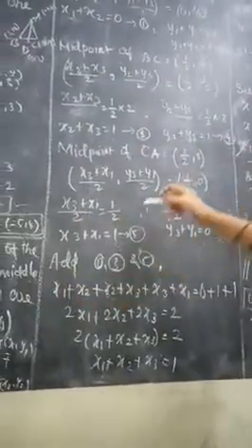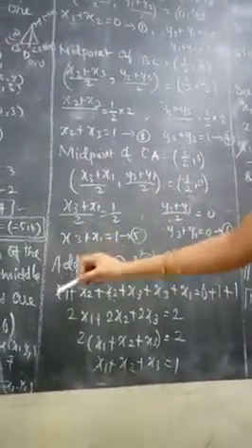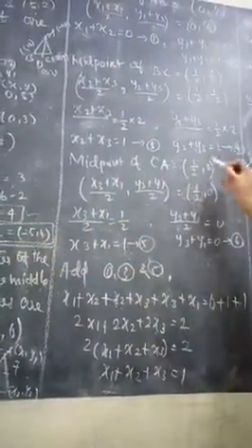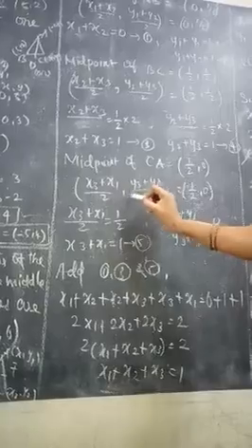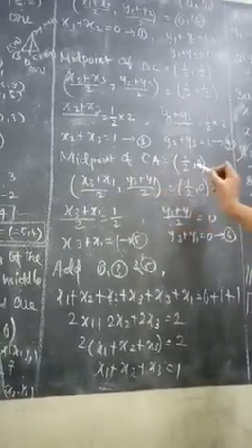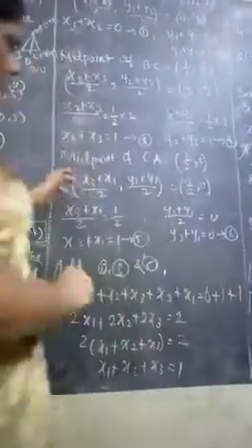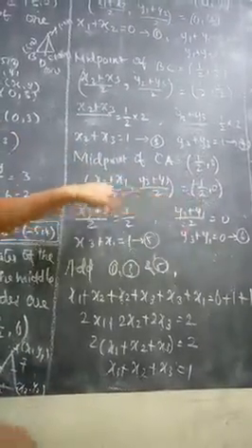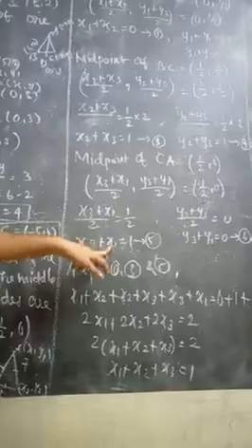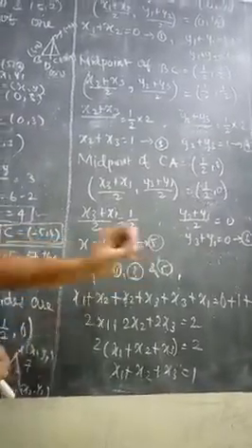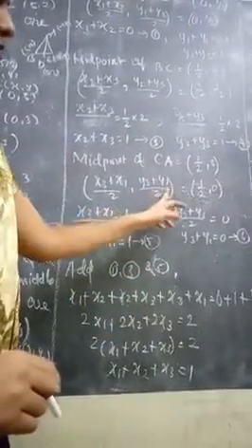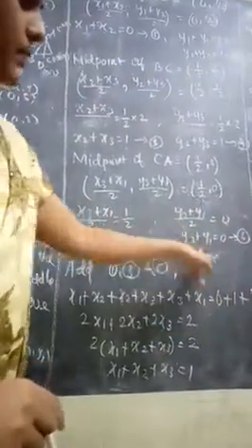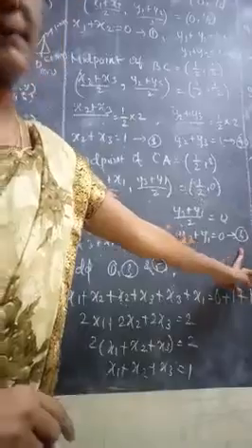Next, the third side, the midpoint of CA. The midpoint of CA is F, point 1 by 2, 0. So (x3 plus x1) by 2, (y3 plus y1) by 2 equal to 1 by 2, 0. Next, (x3 plus x1) divided by 2 equal to 1 by 2. So the 2 cancels, and x3 plus x1 equal to 1. That is equation number 5. Next, (y3 plus y1) divided by 2 equal to 0. 0 into 2 is 0, so y3 plus y1 equal to 0. That is equation number 6.